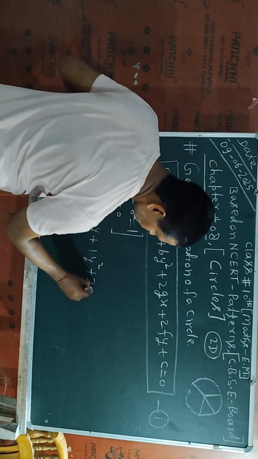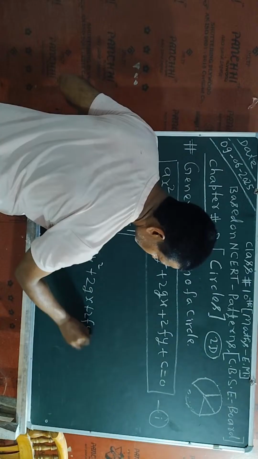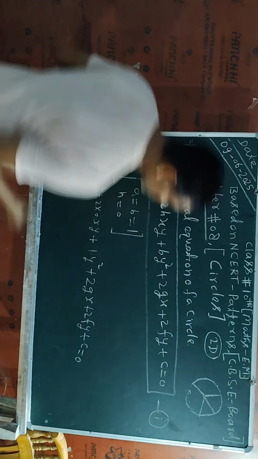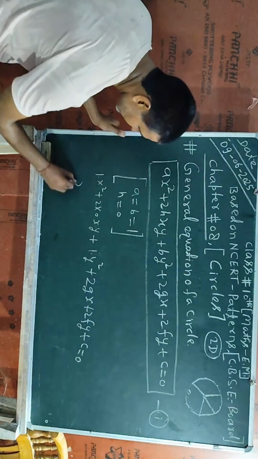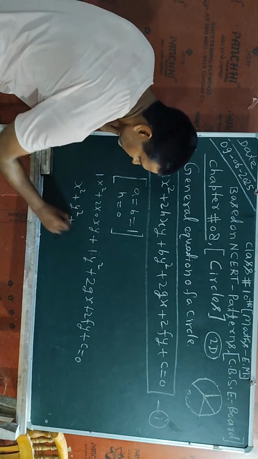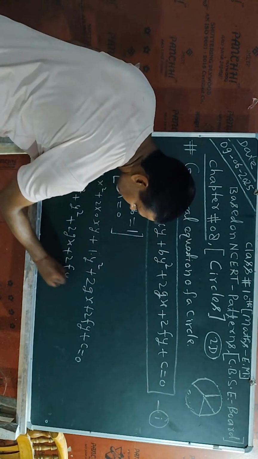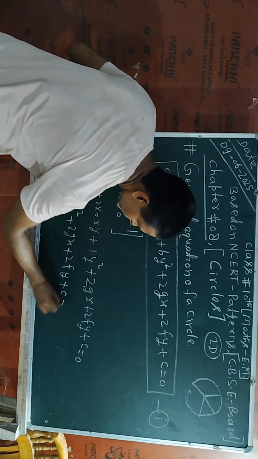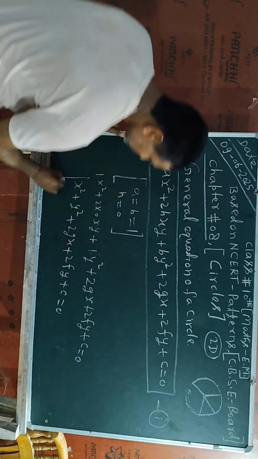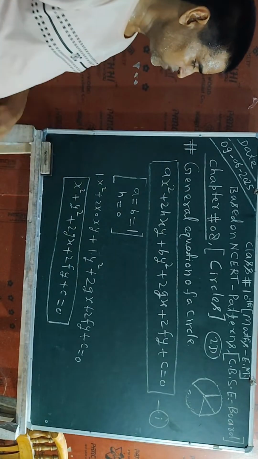Here I will write 2gx plus 2fy plus c which is equal to 0. After simplifying, I can write x square plus y square plus 2gx plus 2fy plus c which is equal to 0. This is the general equation of circle.